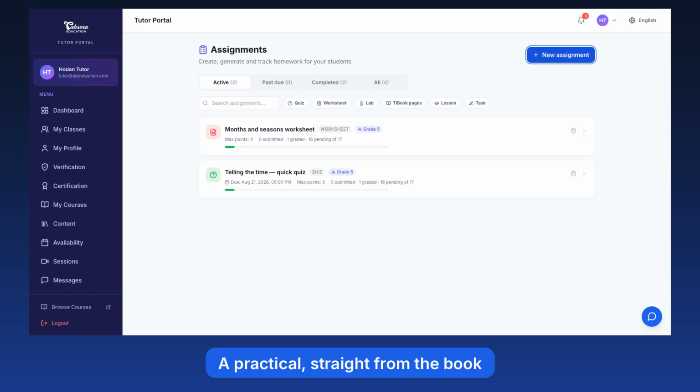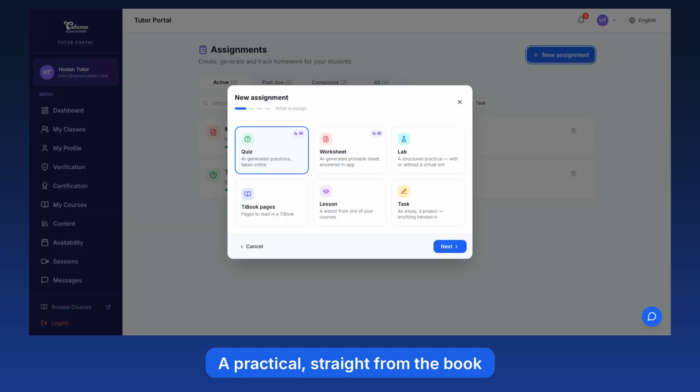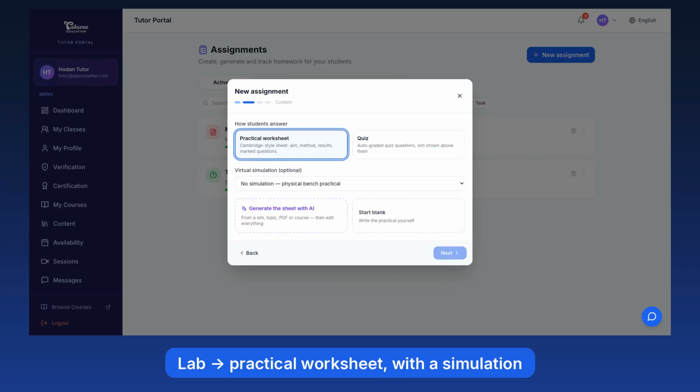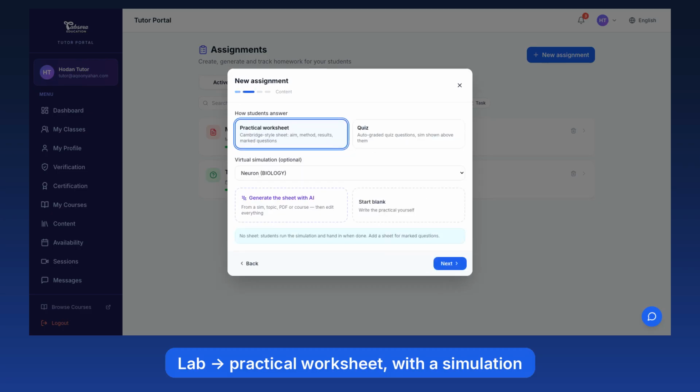Today's assignment is a biology practical from the Cambridge practical book, Partial Permeability: Why Some Substances Cross a Membrane and Some Cannot. We will build it as a lab assignment, attach a particle simulation that makes the invisible visible, and mark it before the video ends. Pick lab and keep the practical worksheet, a structured sheet with aim, apparatus, safety, procedure, and marked questions.